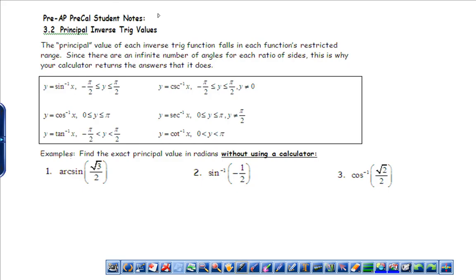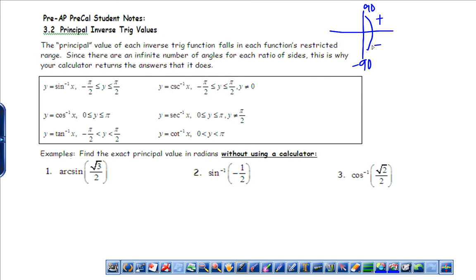This is 3.2, principal inverse trig value. What I do want to remind you of is in class we talked about the restrictions. So we've got two categories here. We've got 90 to negative 90 here, where this is your positive answers and your negative.